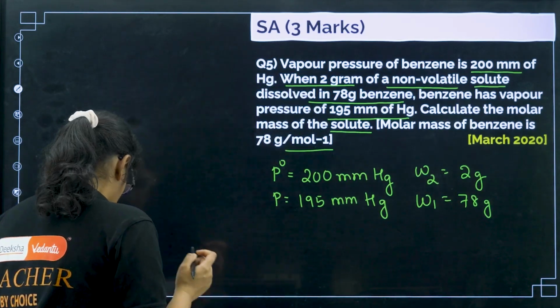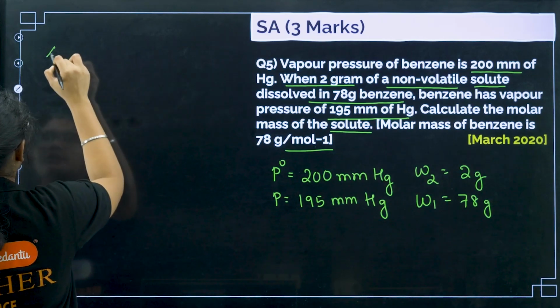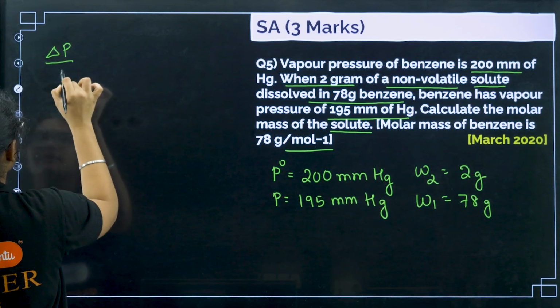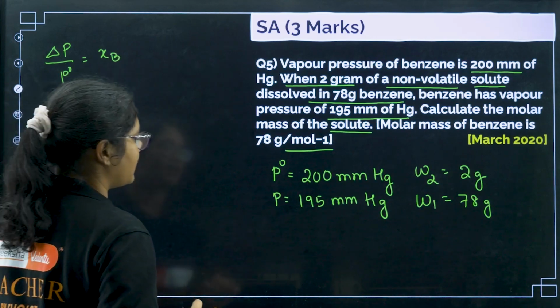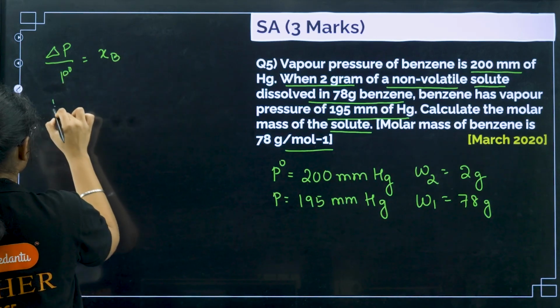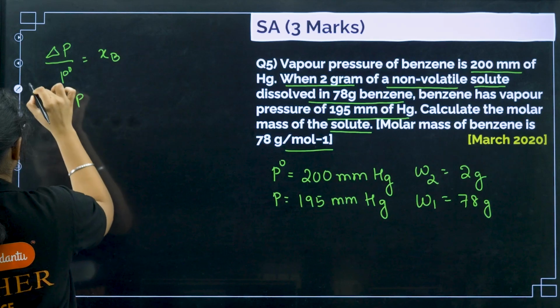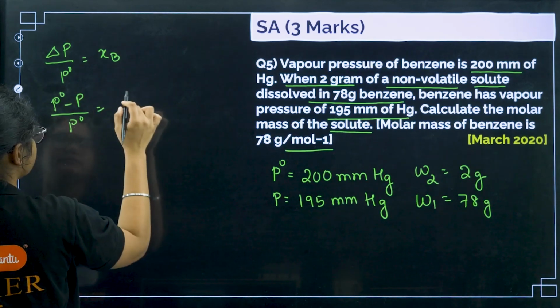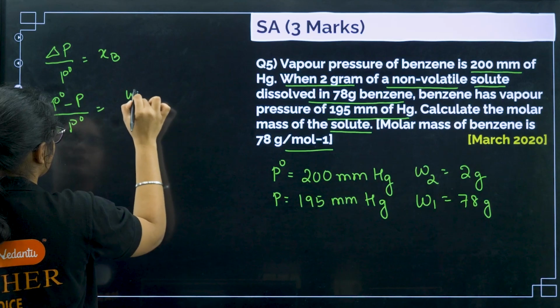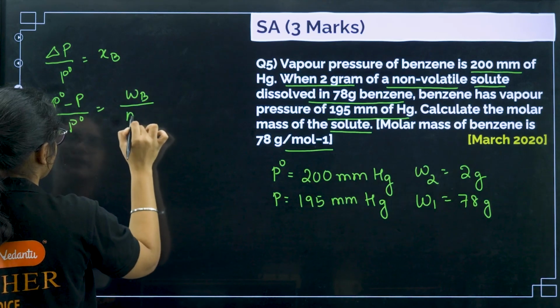So now if I see here, delta P by P naught is equal to XB, right? So what is delta P value? P naught minus P, by P naught is equal to XB, which is WB by MB.